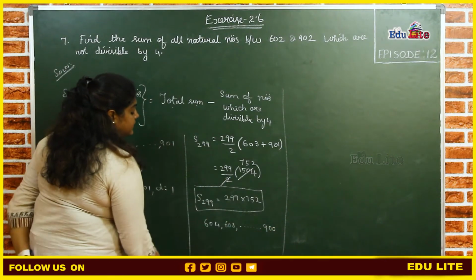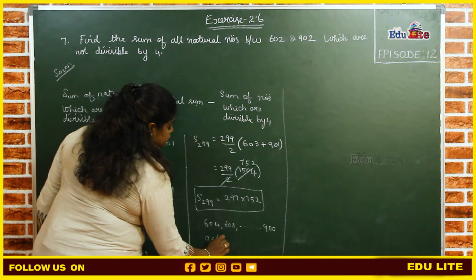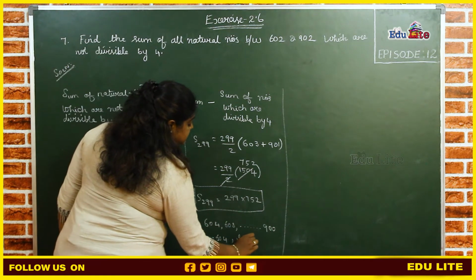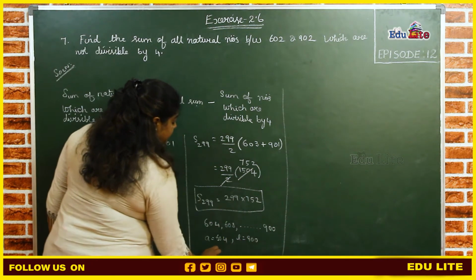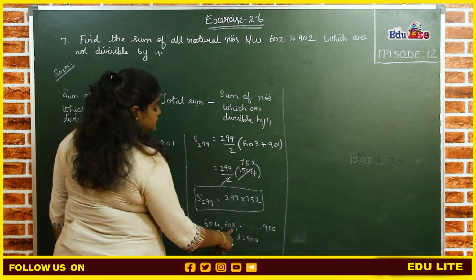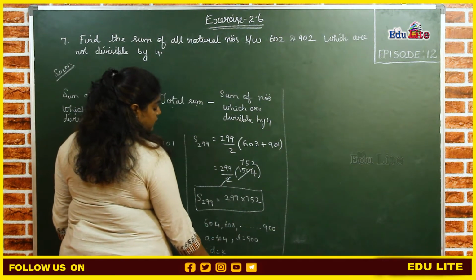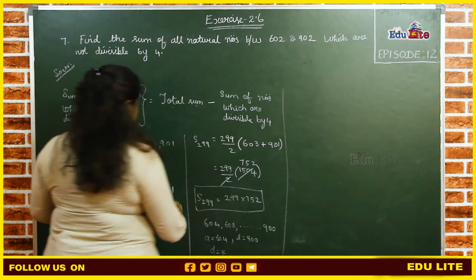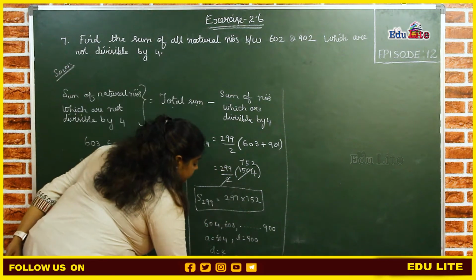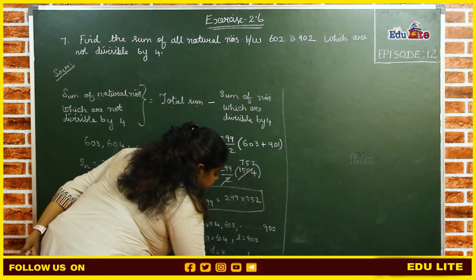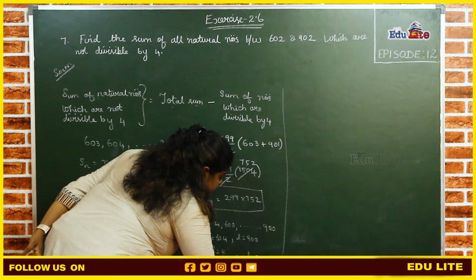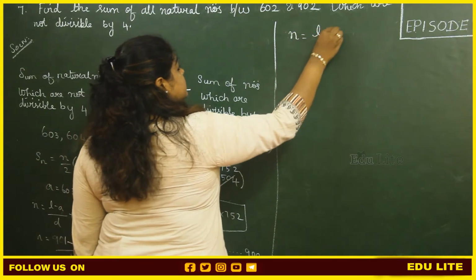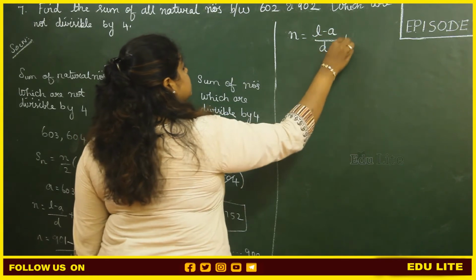Therefore, for this sequence, the A value is 604, the L value is 900, and the D value is 4, because 608 minus 604 is 4. So before finding Sn, we will find the value of n, using the formula n equals (L minus A) by D plus 1.